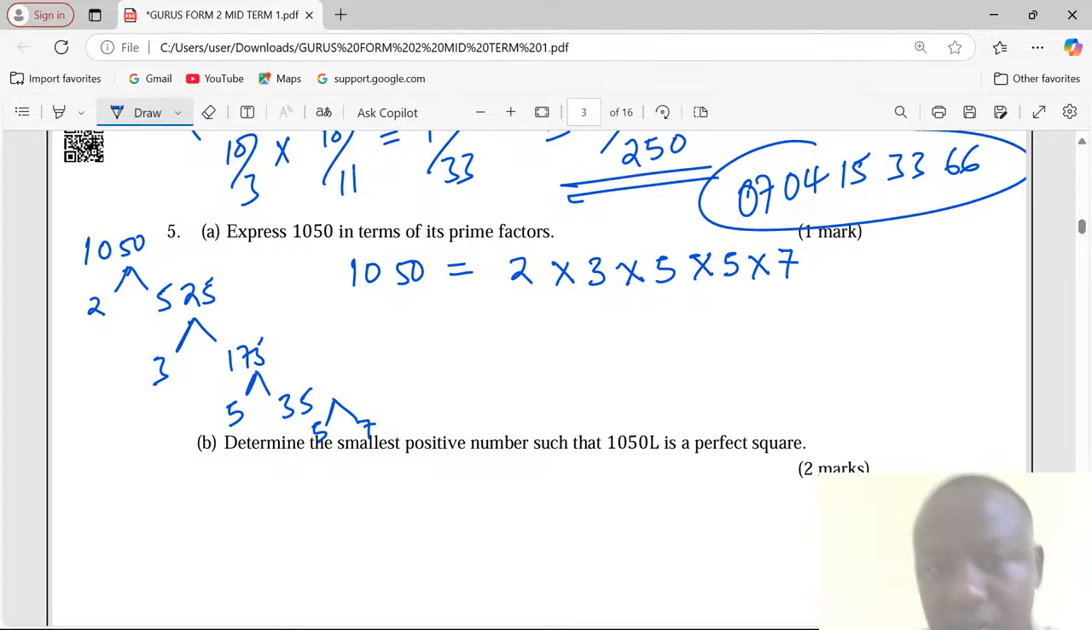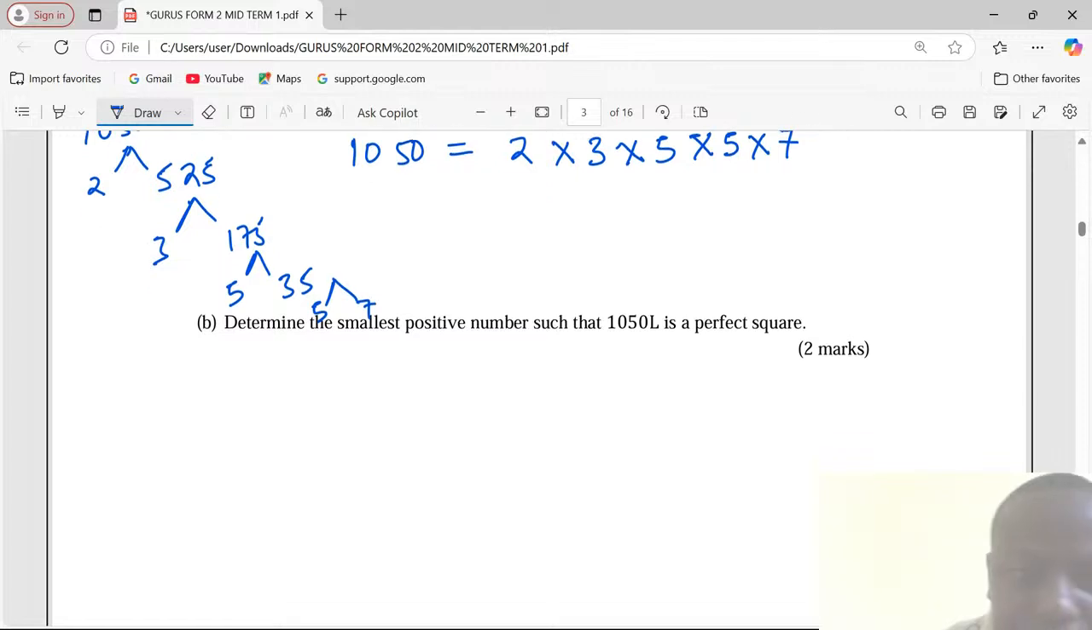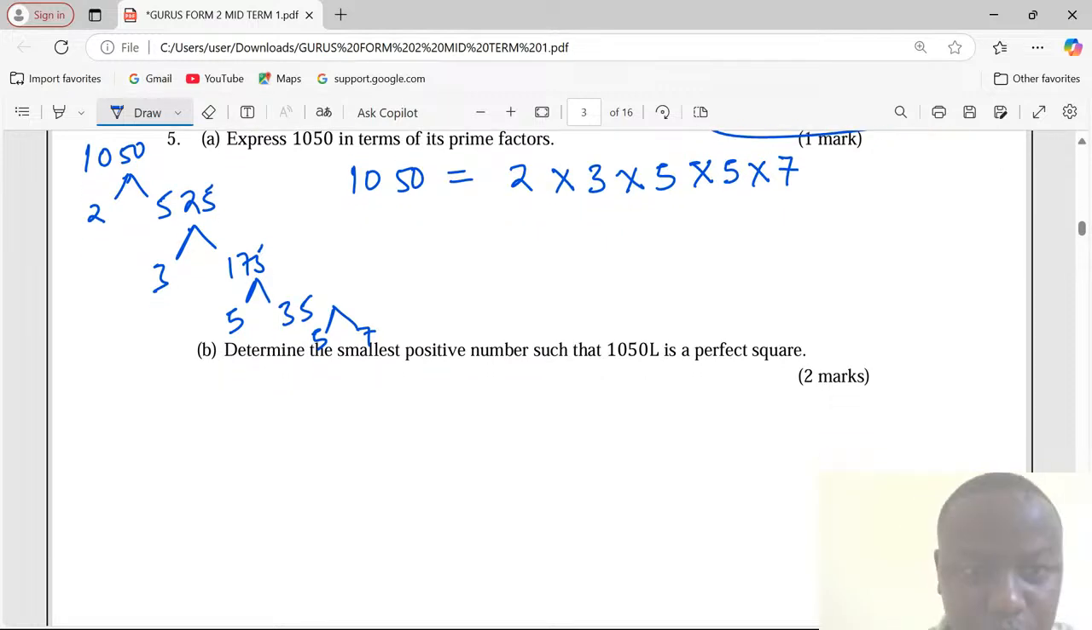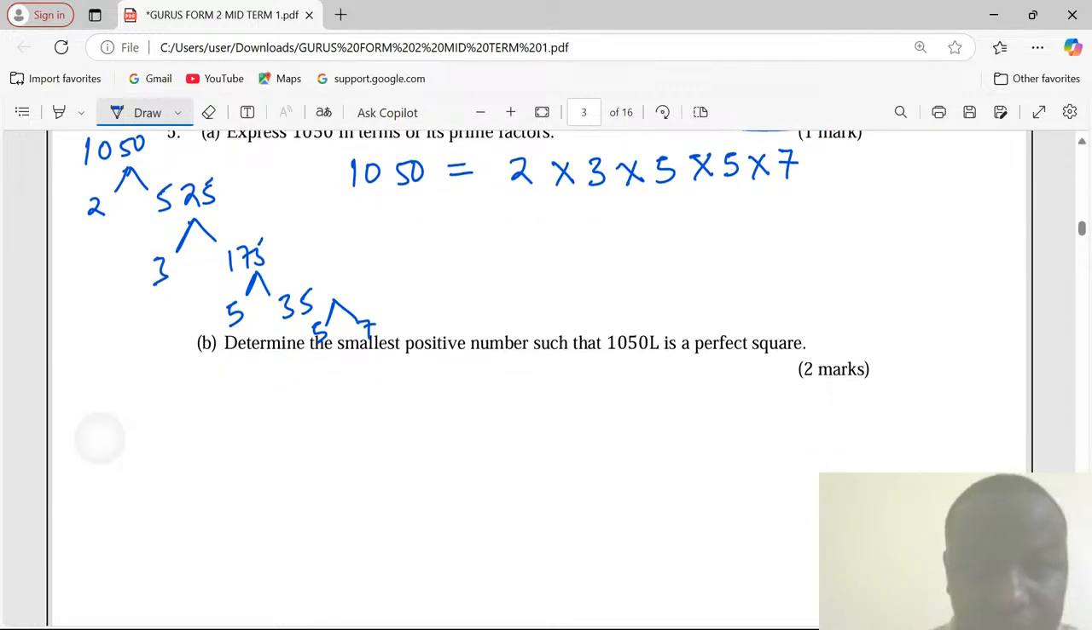That is it. Let's look at part B now. Okay, we can confirm whether we are right there. 2 by 3, let me confirm first before I proceed. By 5 by 5, then multiplied by 7. I'm getting exactly 1050. So that one is sorted. We have not been told in power form, which is not a mistake. You can still put it in power form. But look at the second question and what it says.